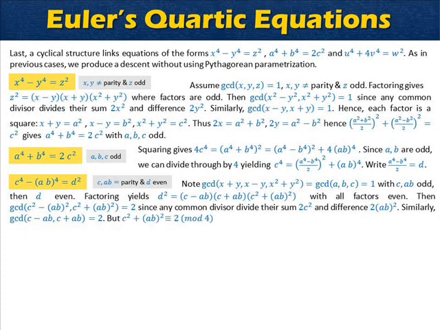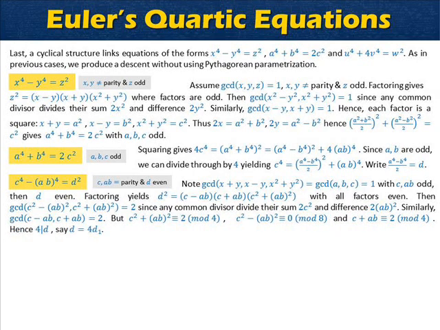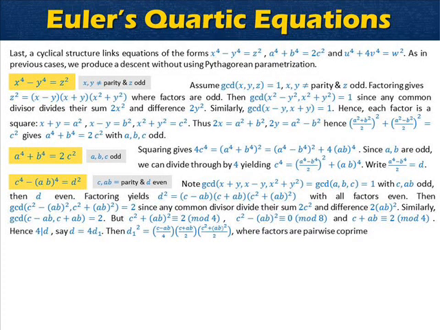But c squared and the square of a times b is congruent to 2 modulo 4, c squared minus the square of a times b is divisible by 8, and c plus a times b is congruent to 2 modulo 4. Hence, 4 divides d, so we write d as 4 times d sub 1. Then d sub 1 squared can be written as this: c minus a times b over 4, times c plus a times b over 2, times c squared plus the square of a times b over 2. Well, these factors are pairwise coprime, hence each is a square.